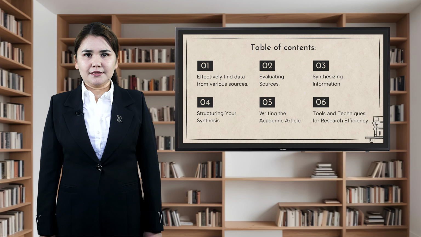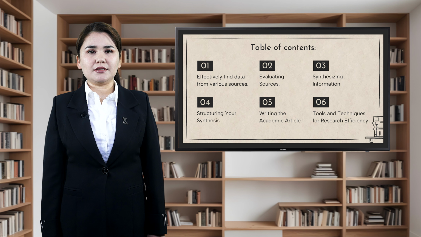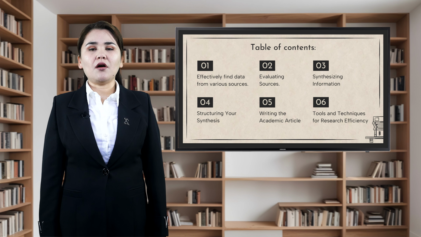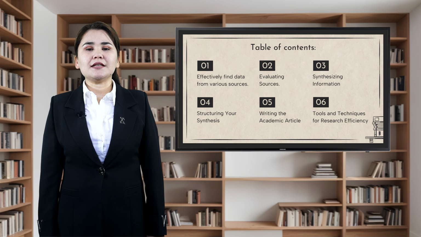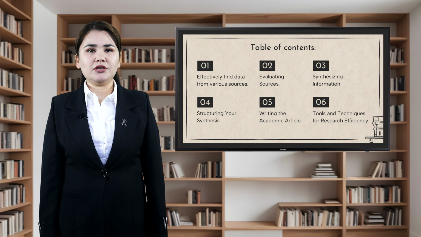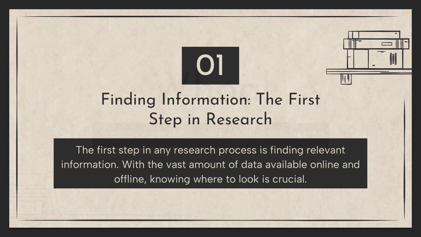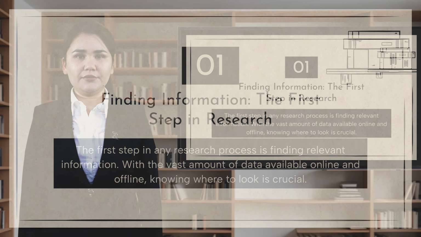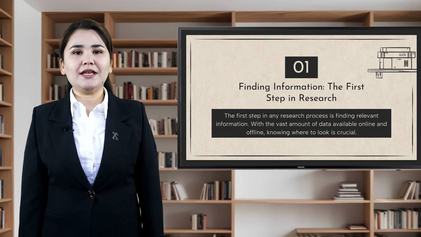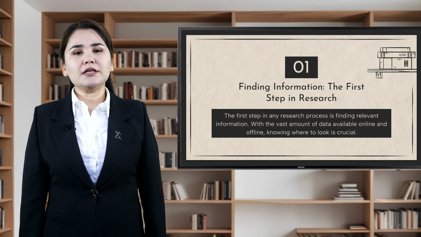In today's lesson, we will learn how to effectively find information from various sources, evaluate the quality of that information, synthesize the information to build your own understanding, and answer your questions. Finding information. It is the first step in research. As we all know, the initial step in any research process is finding relevant information, with the vast amount of data available online and offline. Knowing where to look is crucial.